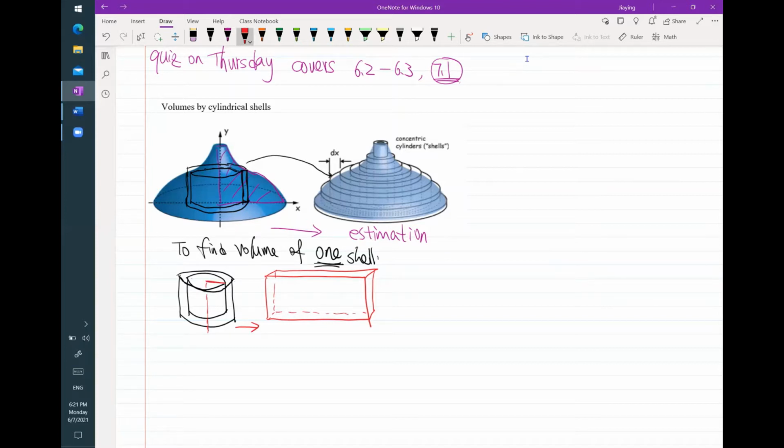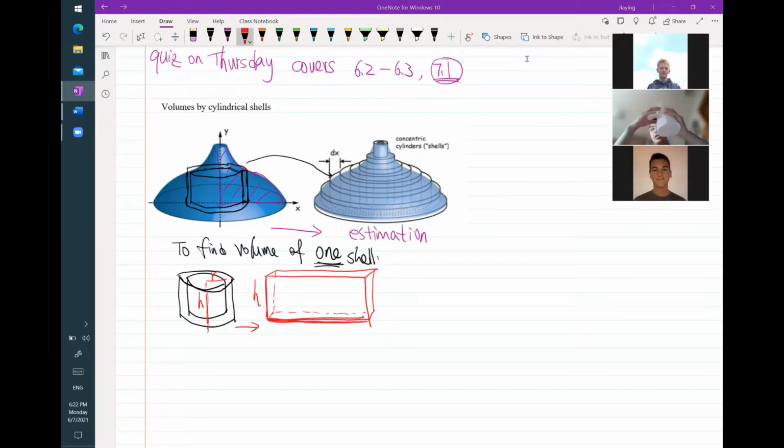Let's just consider this shell here. This shell is a cylinder, so it has a radius, let's call it R, and it has a height, let's call it H. When we cut it open, the height will become the height of this rectangular prism. And then the length of that rectangular prism will be just the circumference. If you take a piece of paper and roll it into a cylinder, imagine there's a thickness to that cylinder. That will be the shell. But if you cut it open in the middle and open it up, you get a rectangular prism.